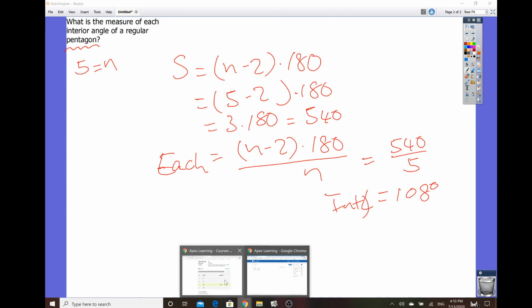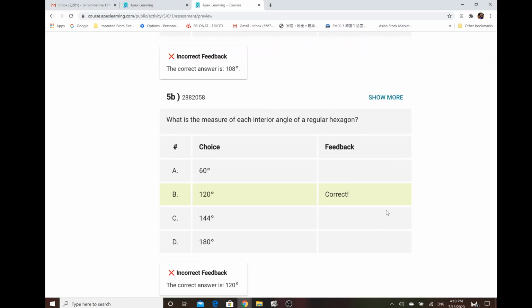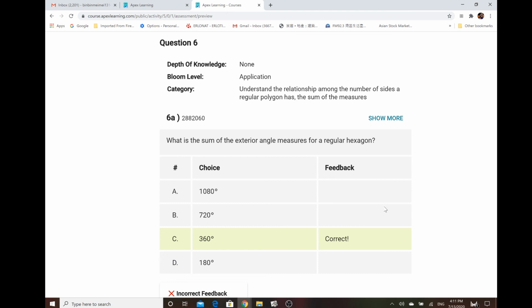So back to what we have right here. It's 108 degrees. And now for the next two problems, they're quite similar, so use the same structure to find the measure of the interior angle. And now for number 6, what's the sum of the exterior angles of a regular hexagon?